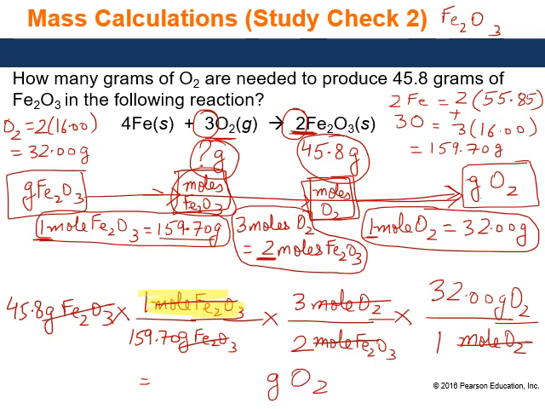Now you just plug all these numbers into the calculator. How would you plug? 45.8 multiply by 1, multiply by 3, multiply by 32. Plug all the ones on top in the numerator in one go, then divide it by 159.70, divided by 2, divided by 1, and it should give you the same answer. So your final answer is 13.8 grams of oxygen. This was 3 significant figures. This is 3 significant figures.